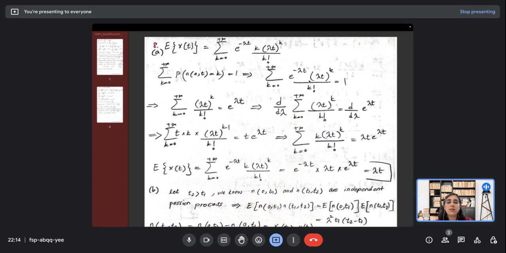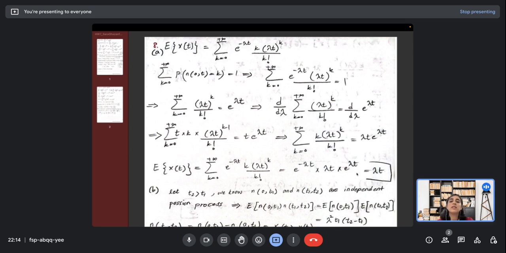And by knowing this, we can take the partial derivatives of both sides with respect to lambda, and we will get something similar to E[X]. And then by doing some calculations, we can get to the expected value of X, which is equal to lambda times t.